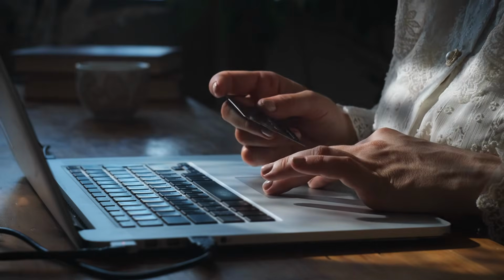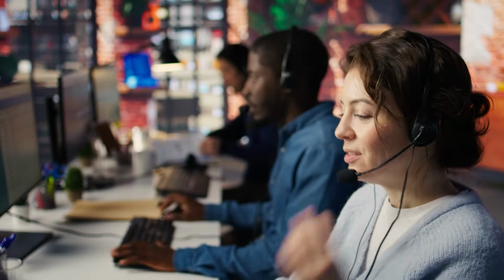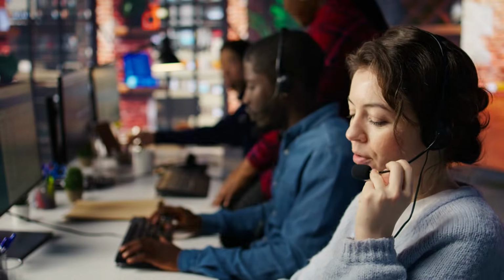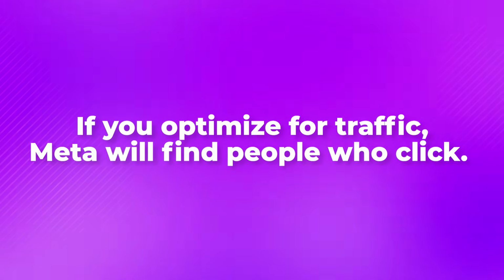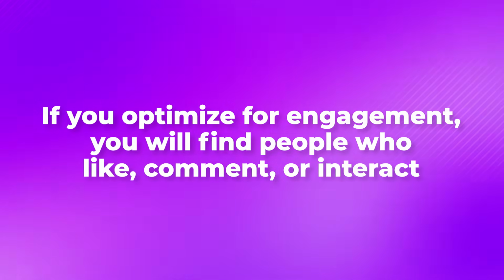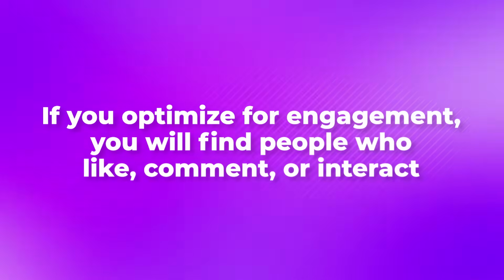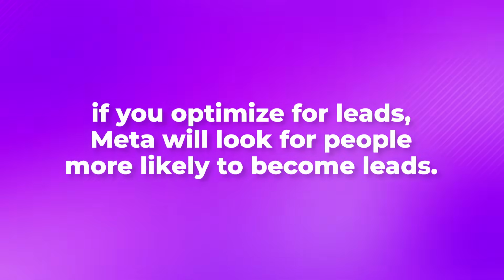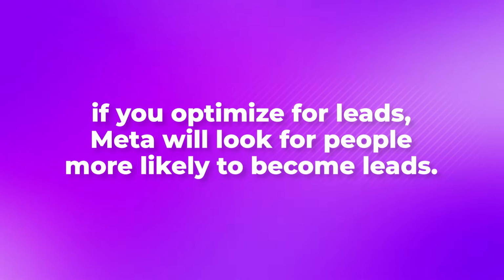You need inquiries, you need purchases, you need bookings, you need calls, you need more leads. So tell Meta what you actually want to achieve, and if you optimize for traffic, Meta will find people who click, but people who click are not always the same people who inquire. If you optimize for engagement, Meta will find people who like, comment, or interact, but that doesn't mean they're going to buy. And if you optimize for leads, Meta will look for people more likely to become leads.